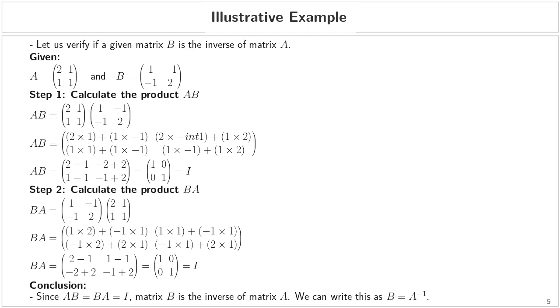In conclusion, since the product of A times B and the product of B times A both equal the identity matrix, we have satisfied the formal requirement. We can confidently state that matrix B is the inverse of matrix A, which we denote as B equals A inverse. Keep this process in mind, as we will now move on to the key takeaways and some common pitfalls to avoid when working with these matrices.